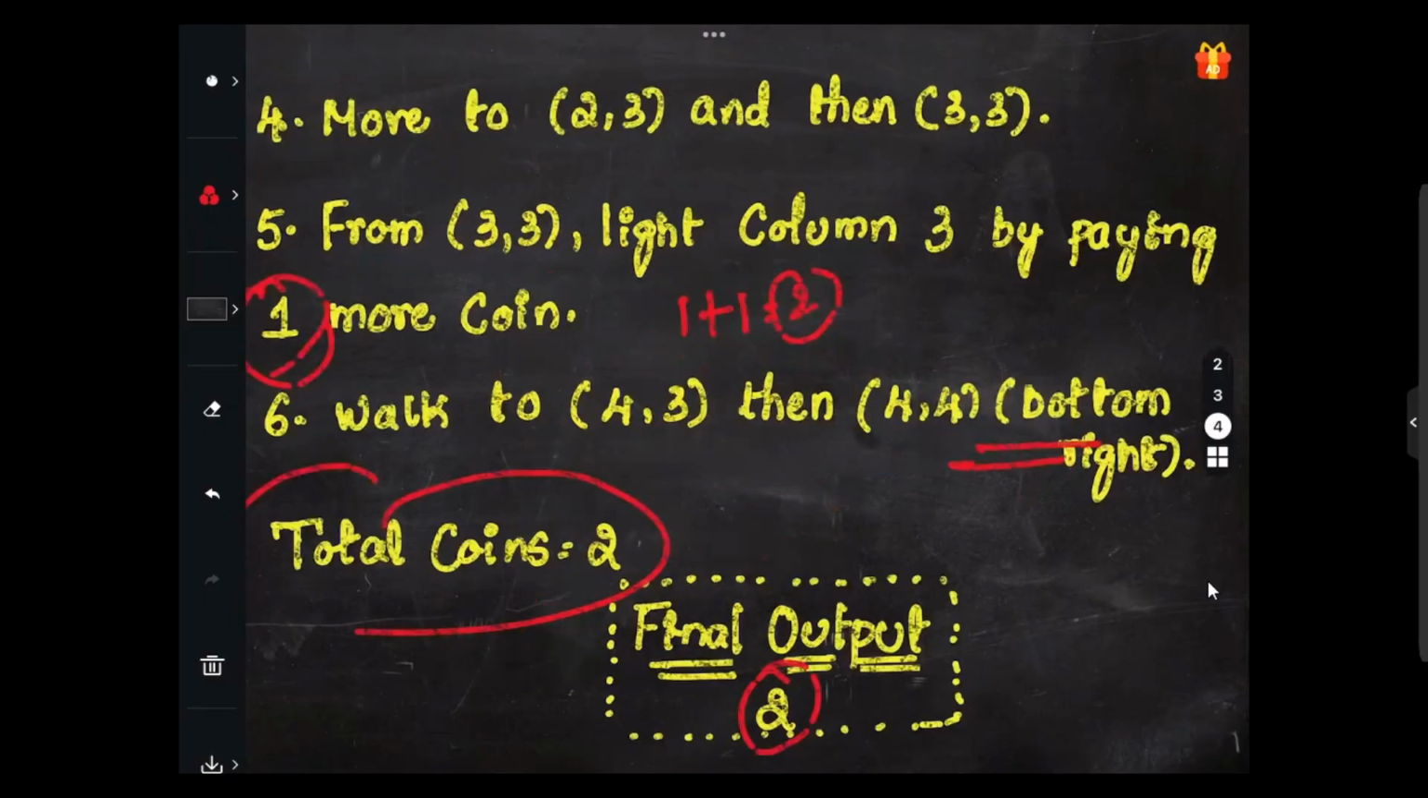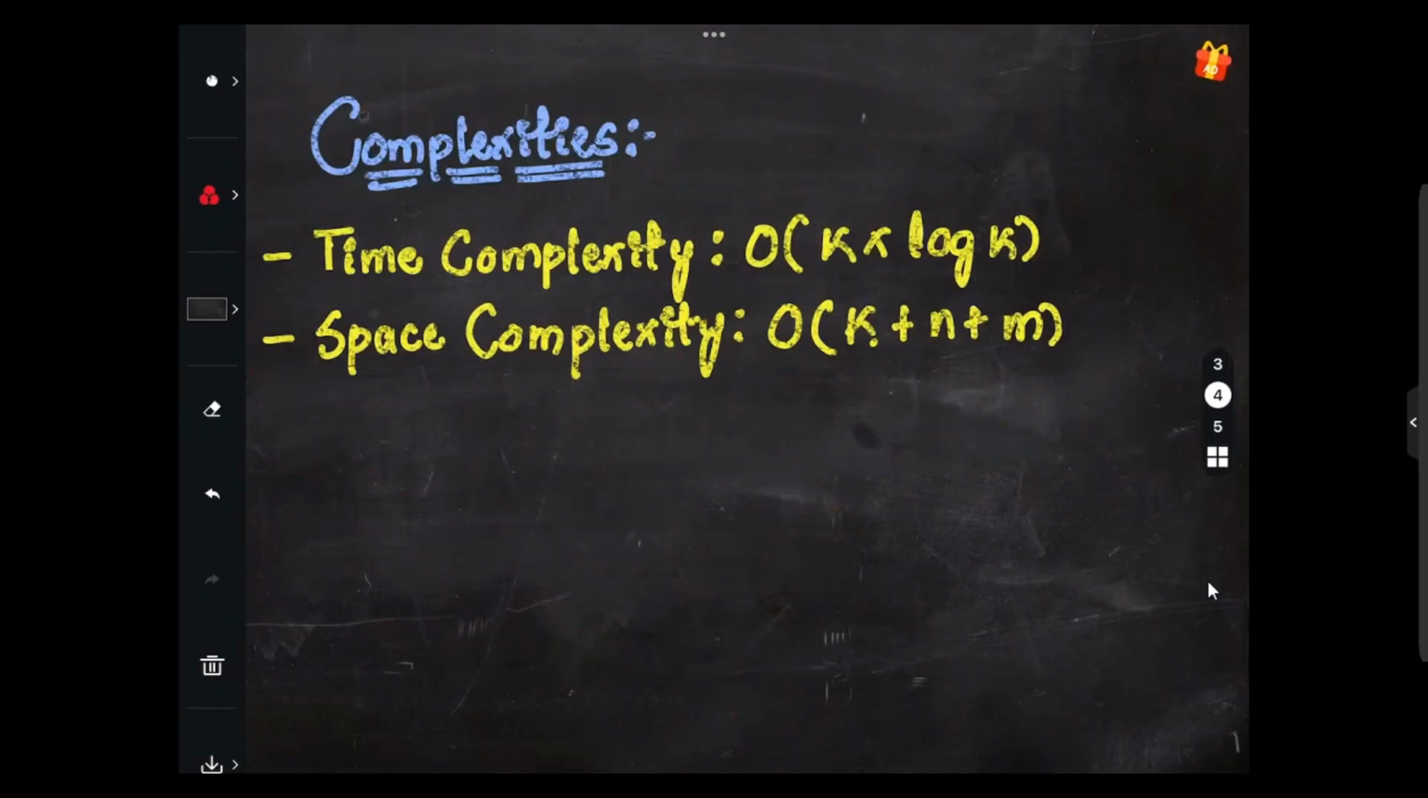Let's quickly discuss the complexities part. What will be the time complexity here? The time complexity would be big O of k log k. Why is it big O of k log k here? Each lit cell is processed in the priority queue. As I have said earlier, we'll be making use of BFS plus priority queue, right? Each lit cell is processed in the priority queue exactly once, plus the adjacent and row or column check.